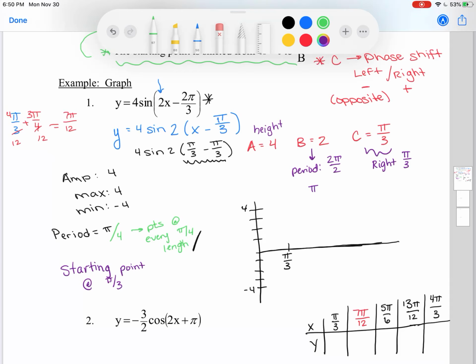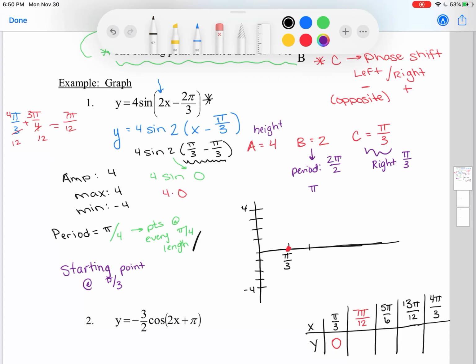So if I think about this and I'm doing it by hand, well, pi thirds minus pi thirds in parentheses is just going to give me 0. 2 times that 0 is still 0. So I'm looking at 4 sine at 0. Take a look at the unit circle. Well, sine at 0 is going to be 0. And then times 4. There you have it. We got a 0. So at our starting point at pi thirds, we want to be at 0.